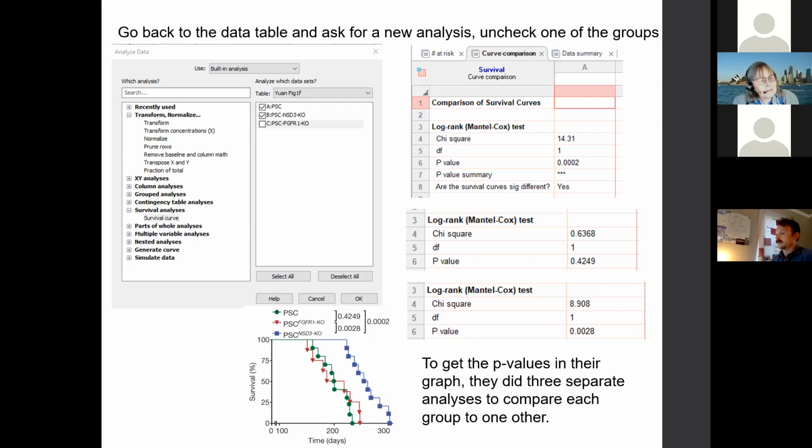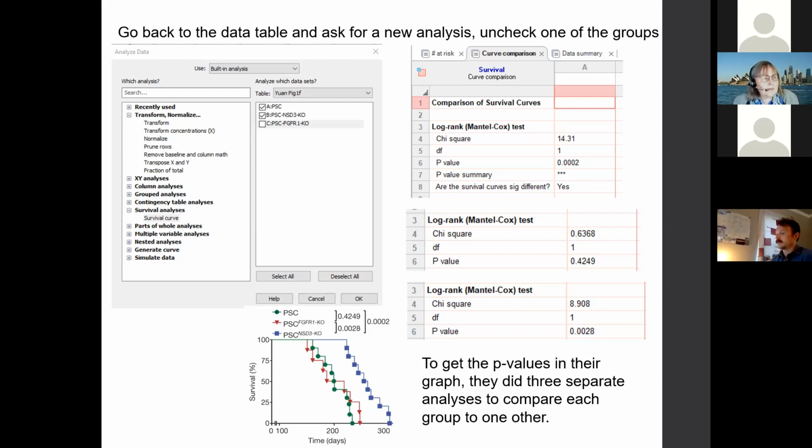Prism doesn't offer a multiple comparisons test that would adjust for multiple comparison issues. What you do, if you find that you get a p of 0.0006 for the log rank, is you can go back and say, I want to know where the difference lies. And you can do a 2x2 comparison between the curves. And these are the p-values.